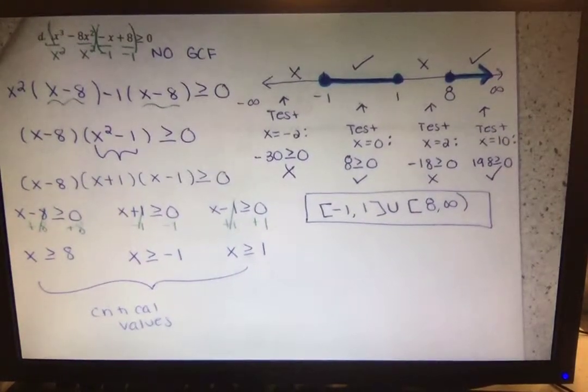So that was the last type of that type of problem we're going to cover. So questions on letter D. Please, please, please.